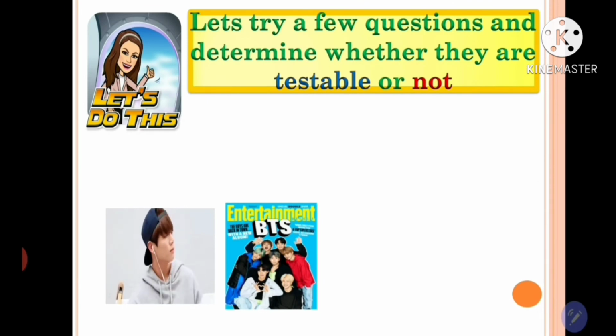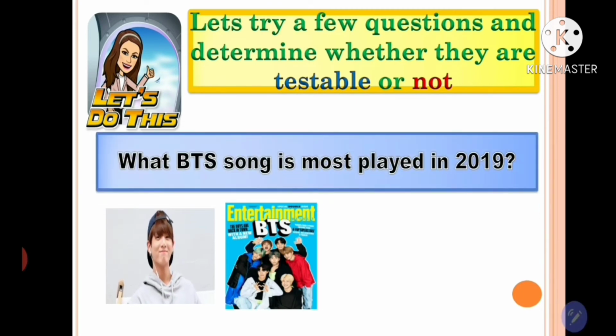Great. Are you an avid fan of BTS, especially this cute little guy? Okay, Jungkook. So let's find the problem here. The problem is, what BTS song is most played in 2019? What do you think is the answer? Is the question testable or not testable?